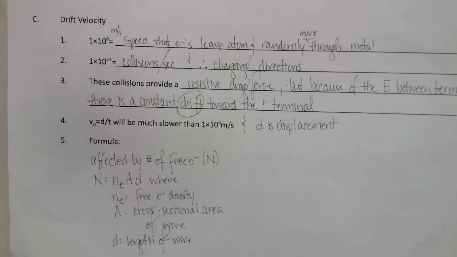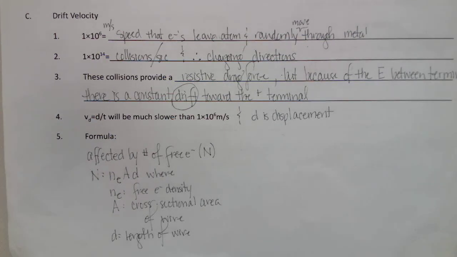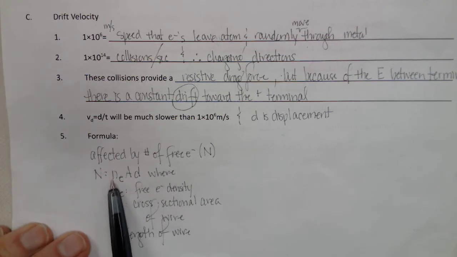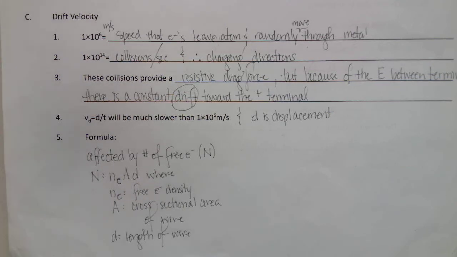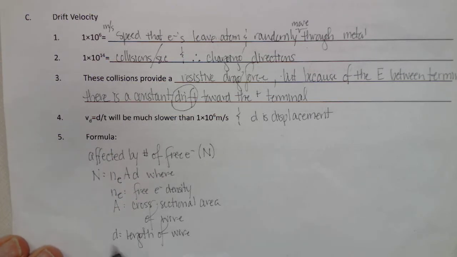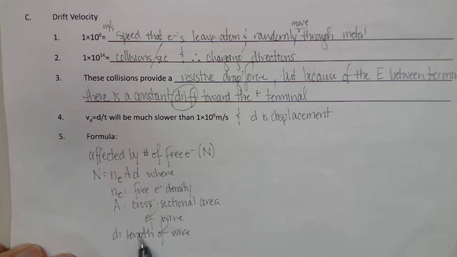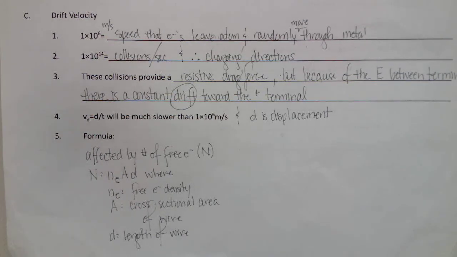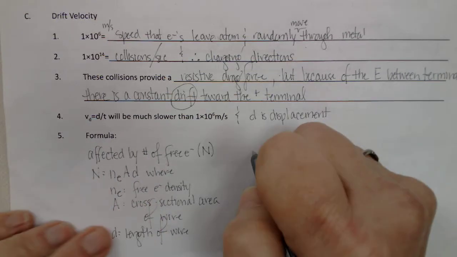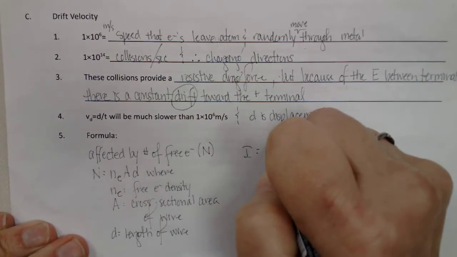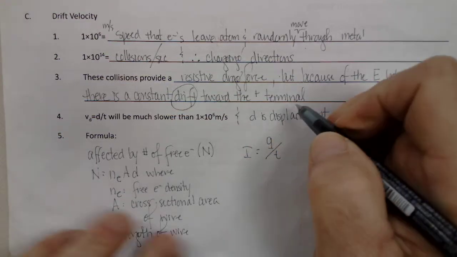Okay, so the speed of it is going to be influenced by my number of free electrons, and I can determine my number of free electrons by the equation with n_e, which is the free electron density. So that's in a given space, how many free electrons are there, but I need to define that space a little bit better by saying what's the cross-sectional area of my wire and what is the length of my wire. So this is a constant, but then on top of that I have to define the space. All right, now let's pull all this together. I is equal to Q over t. You already know that.